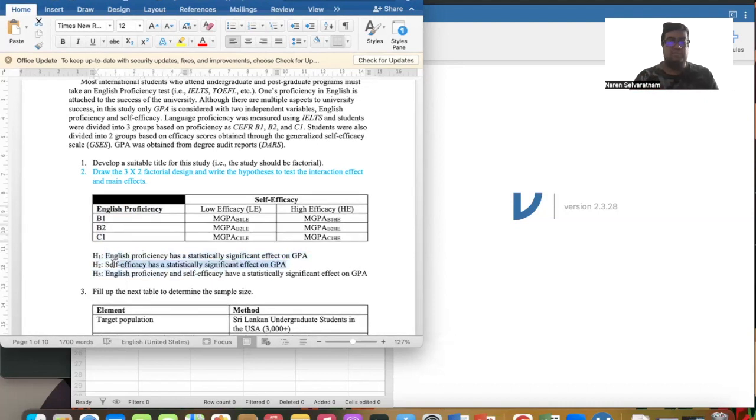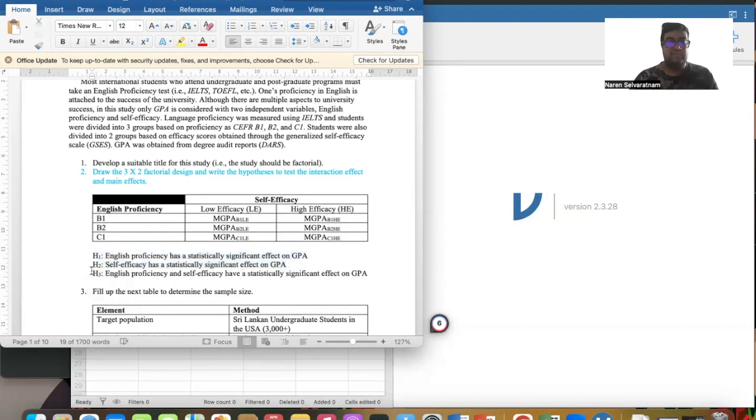This is my next hypothesis. Self-efficacy has a statistically significant effect on GPA. Then that would be just comparing these two for their GPA. That would be a t-test. Now, those are my first two hypotheses. But here, I don't need to run a one-way ANOVA and a t-test and all of that. Why? Because I'm going to run a two-way ANOVA. An ANOVA with two independents uses a two-way ANOVA.